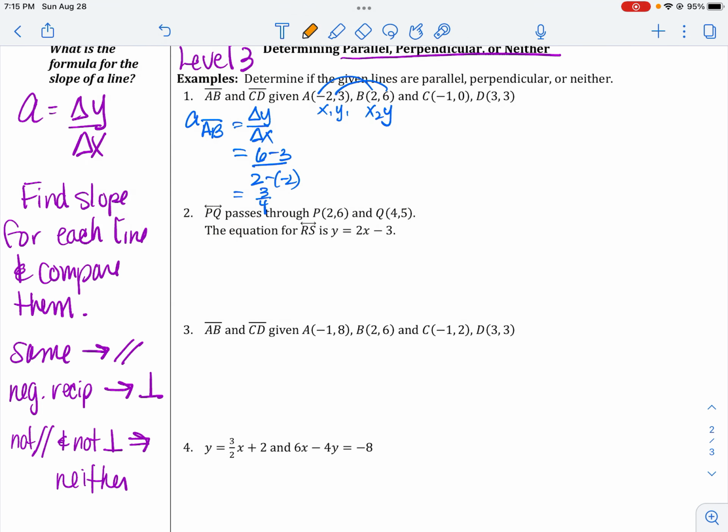My second line, the slope of CD, x1, y1, x2, y2, is still delta y over delta x. This time, that's 3 minus 0 over 3 minus a negative 1. So that's 3 over 4. So when I compare my slopes, they have the same slope, therefore they are parallel.